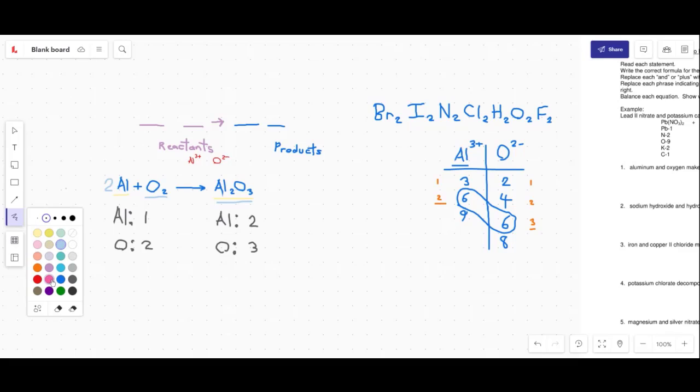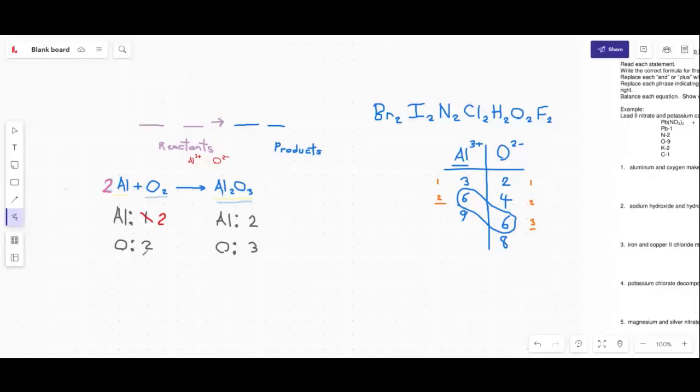Actually, I'm going to change that color, make it a little darker so it's easier to see. This is going to be 2. So 2 aluminums. Okay. Well, if I put a 2 in front of there, that means I have to show that down here. So this is now 2. All right, aluminum is balanced. However, now my oxygen is not balanced, and I have to balance that.